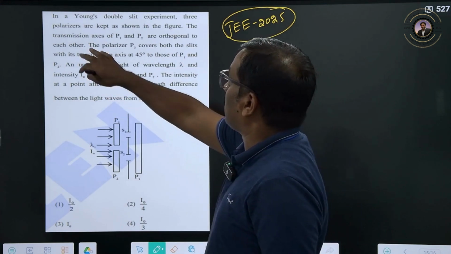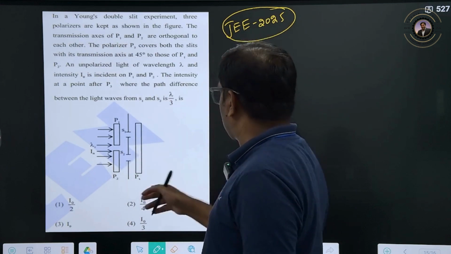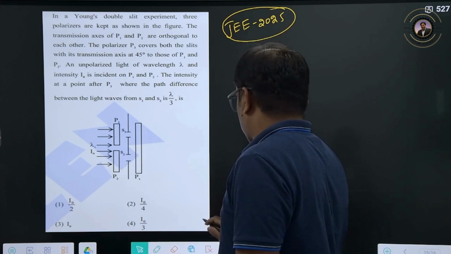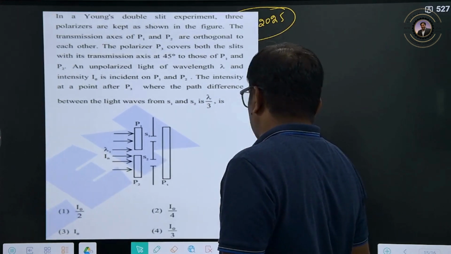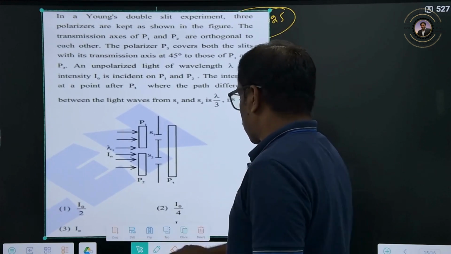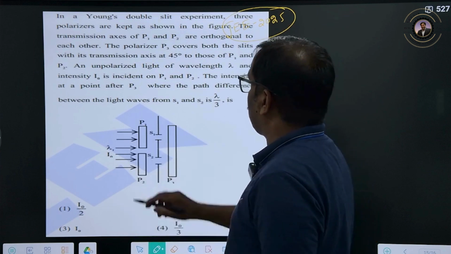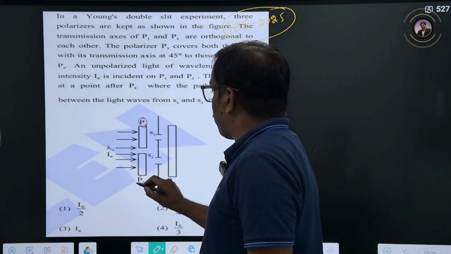The transmission axes of P1 and P2, I think you can see it. If you are not able to see, please try to observe here, so that I need not draw the diagram one more time. Here there is one more polarizer; P1 and P2 are there.